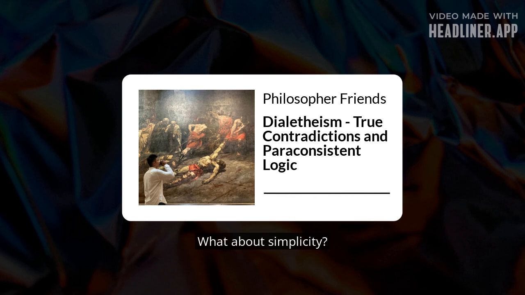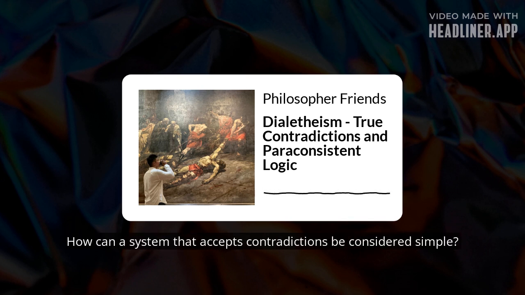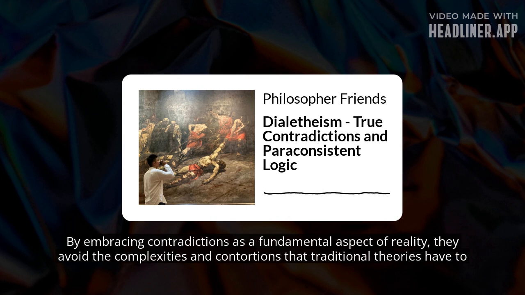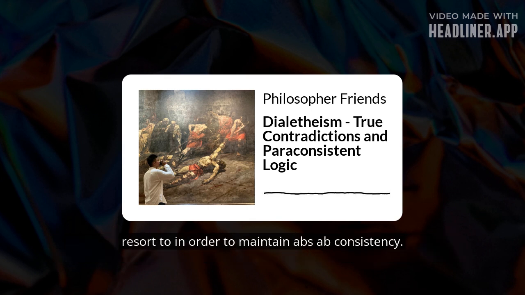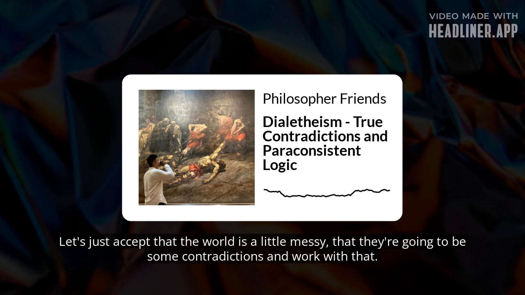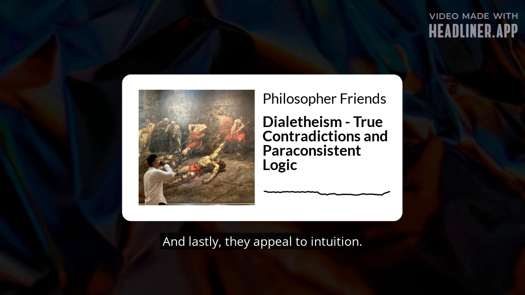What about simplicity? How can a system that accepts contradictions be considered simple? That might seem counterintuitive, but dialetheists argue that their view actually leads to a simpler overall picture. By embracing contradictions as a fundamental aspect of reality, they avoid the complexities and contortions that traditional theories have to resort to in order to maintain absolute consistency. I see. It's like they're saying, instead of building this elaborate, perfectly consistent structure, let's just accept that the world is a little messy, that there are going to be some contradictions, and work with that. Exactly. And lastly, they appeal to intuition.